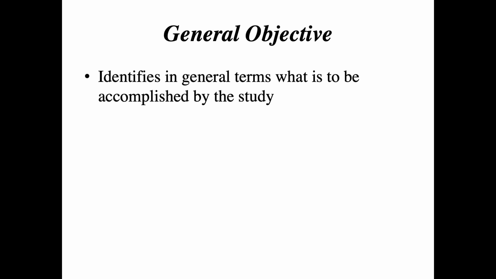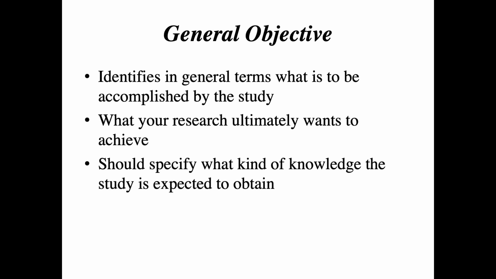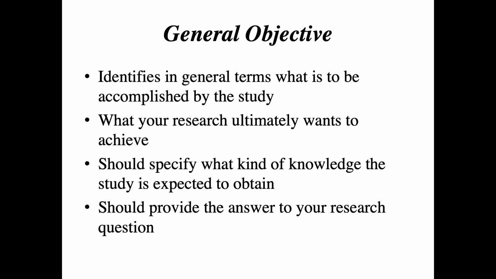Now, when you draft your research proposals, you have to mention what your general objective is as well as your specific objectives. So let's start off first with the general objective. Basically, it is a single statement that identifies in general terms what is to be accomplished by your study. It states what your research ultimately wants to achieve, and it should specify what kind of knowledge the study is expected to obtain. And lastly, it should provide the answer to your research question.